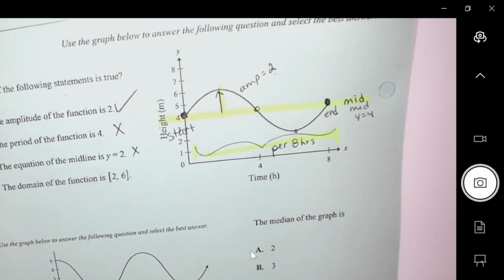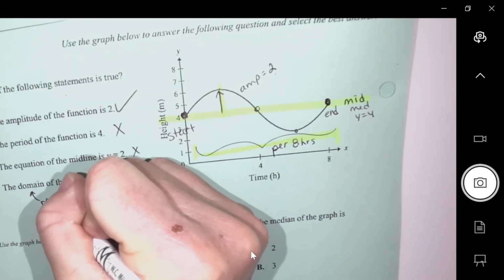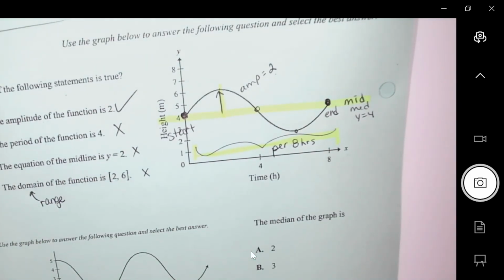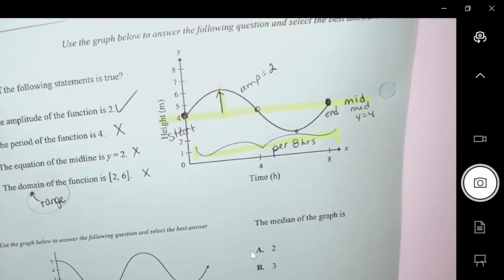And we didn't talk about this one, but the domain of the function is 2 to 6. Is that one true? No. What is going from 2 to 6 though? The range was doing that, but not the domain. Right? Domain is going left and right. So I think that's why they would trick you on that question, right? Because the range is down to 2 and up to 6. So that's why they would trick you.